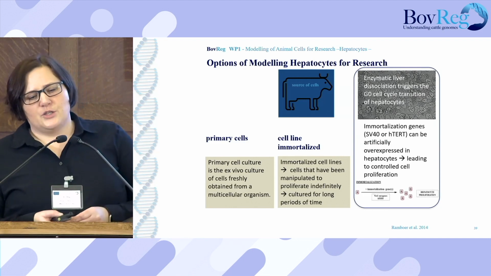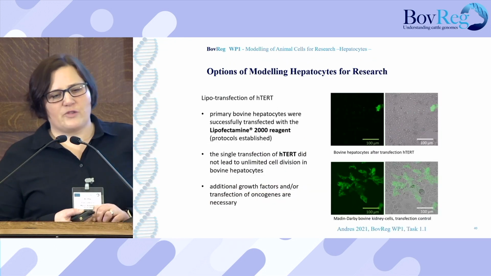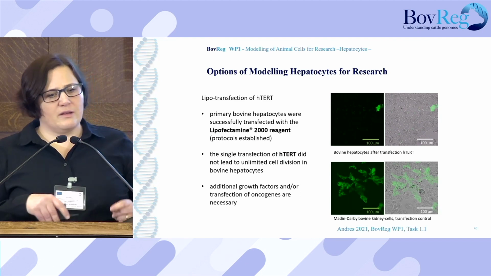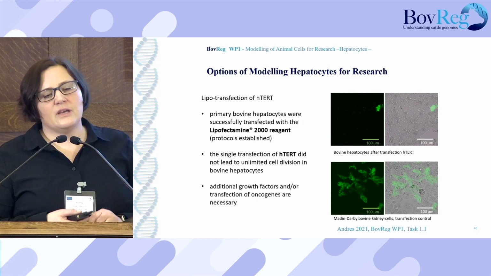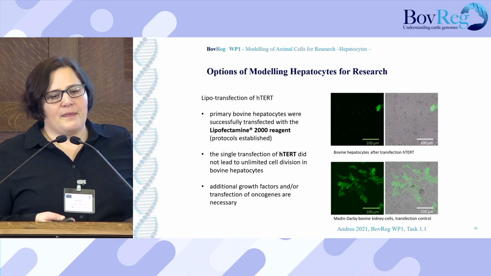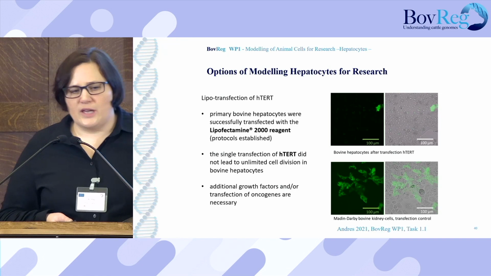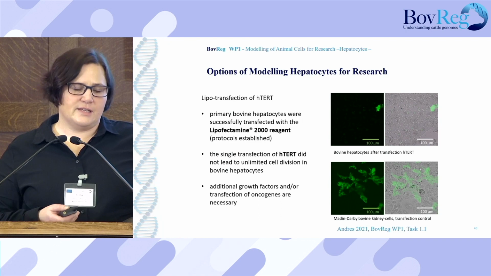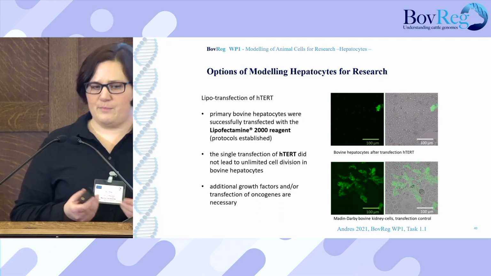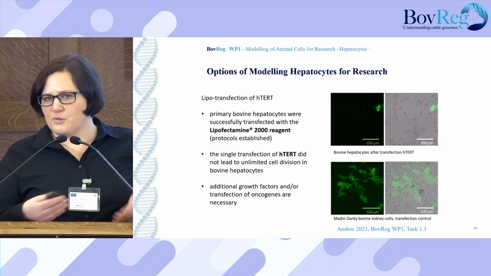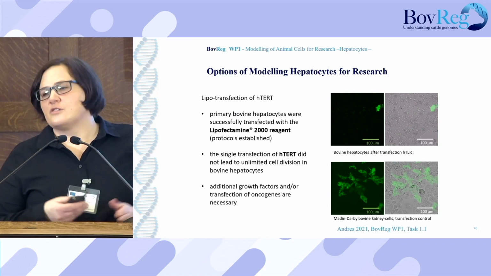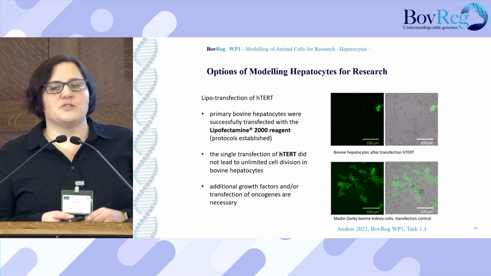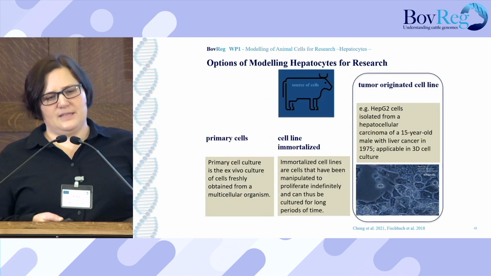And we were able to establish in the BOFREC project a specific protocol in order to get, not using a virus, but lipofection of genes into the cells. We also were able to get HTERT in the liver cell, but this does not lead to an unlimited cell division in the hepatocytes, as they are in the growth arrest. They do not proliferate normally, so therefore additional growth factors or the transfection of oncogenes are necessary to get really a cell line from the bovine cells here.